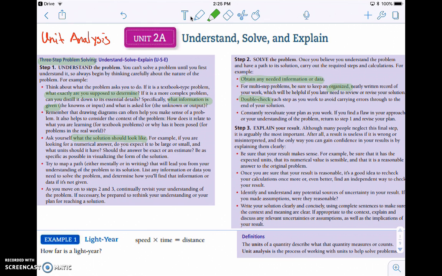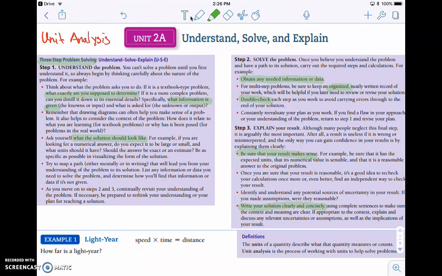And so those are a couple things in solve. And then in explain, be sure that your results make sense, as I mentioned before. Kind of going back to, does a car travel at 36,000 miles per hour? No. So make sure that your answer makes sense, and write out your solution clearly and concisely, so that people can understand what you're trying to say. So that's the idea of understand, solve, and explain.